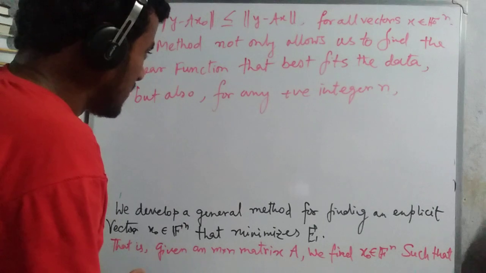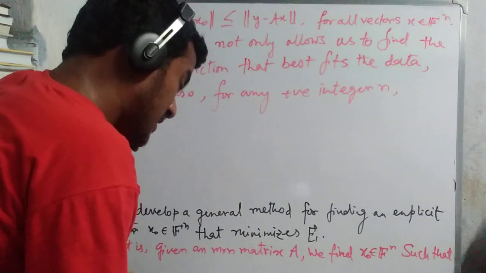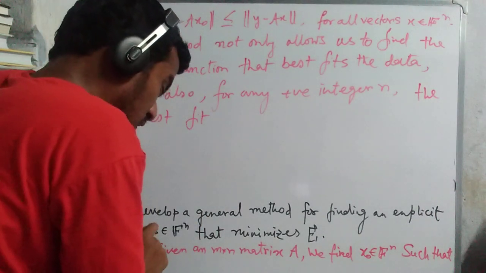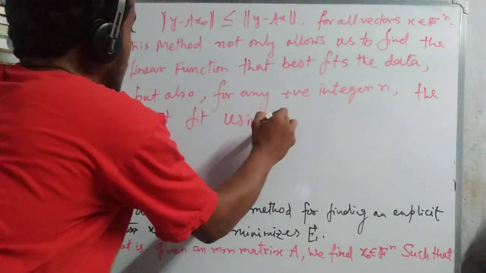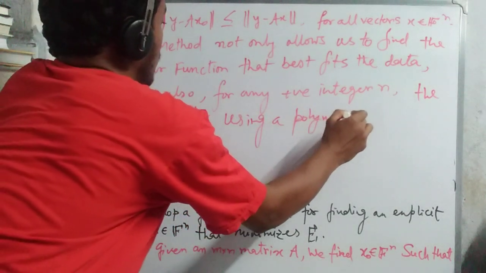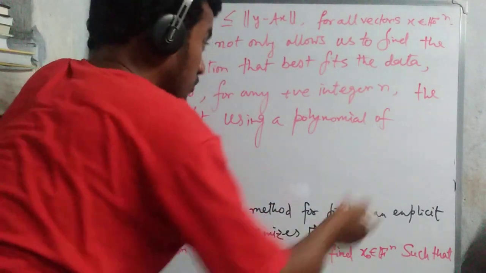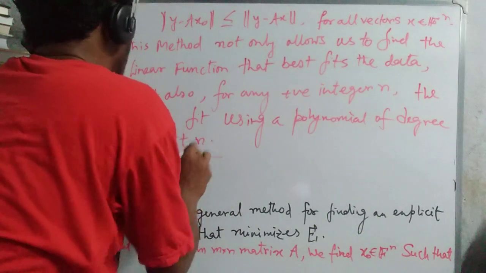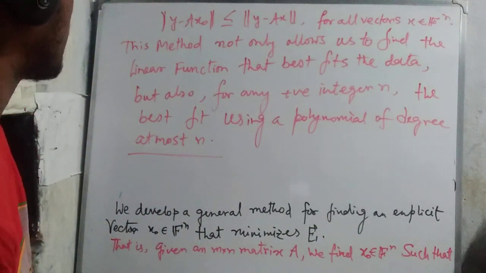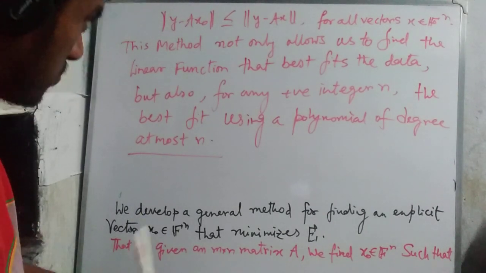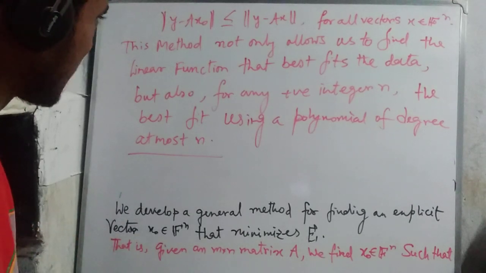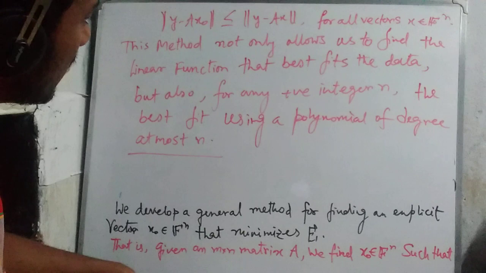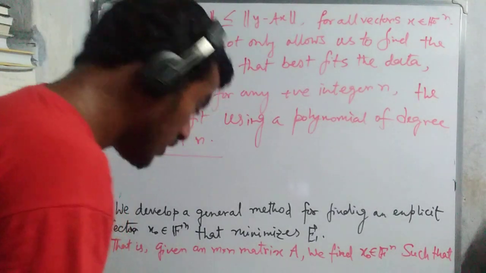Here, but also for any positive integer n, the best fit using a polynomial of degree at most n. Understood? Not a problem at all. So what is happening here? This method not only allows us to find the linear function that best fits the data, but also for any positive integer n, the best fit using a polynomial of degree at most n. Understood? Not a problem at all.